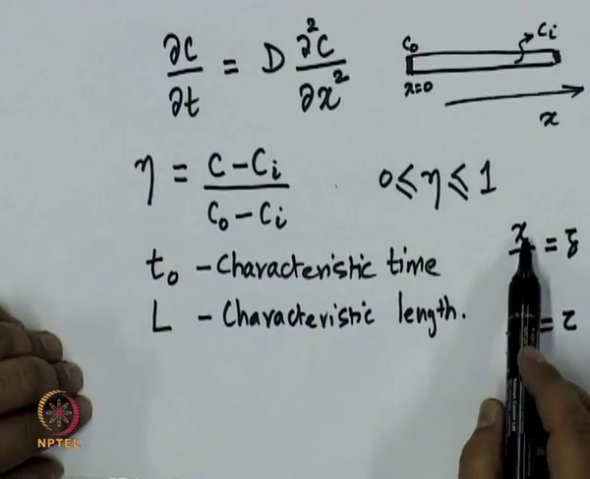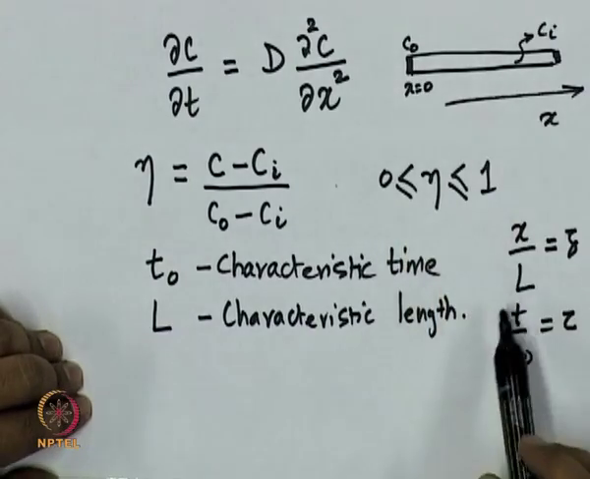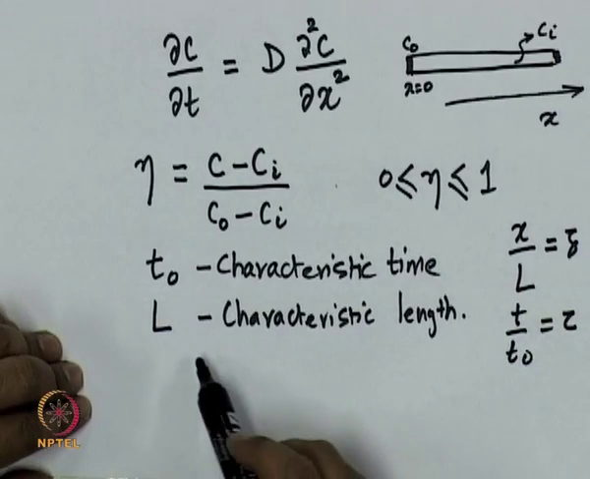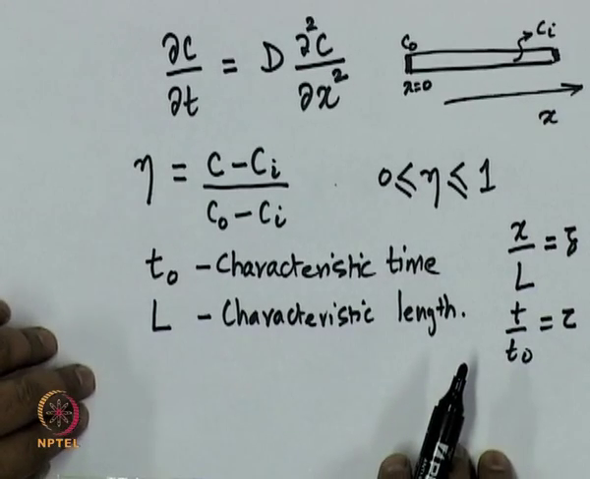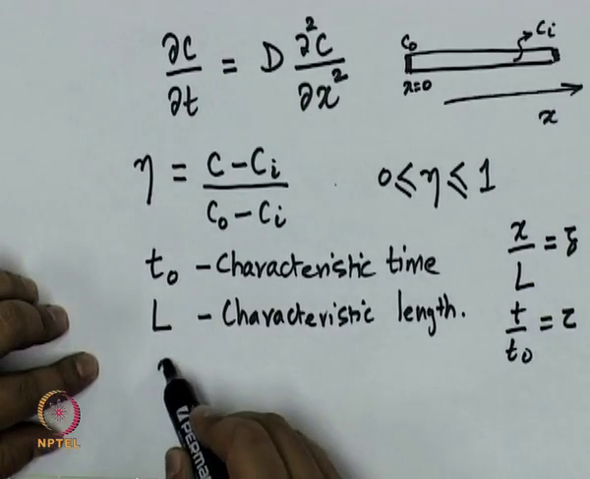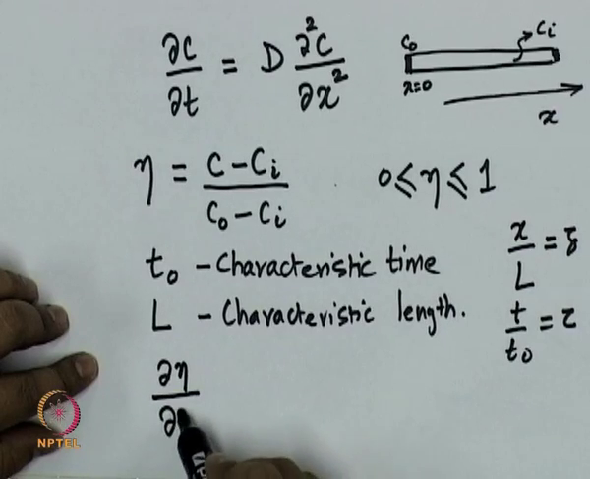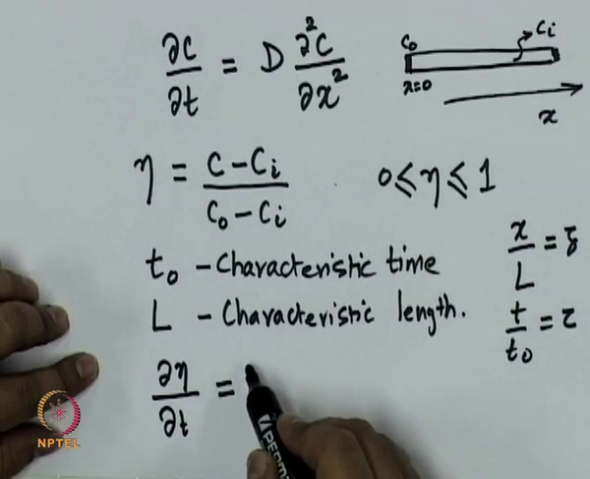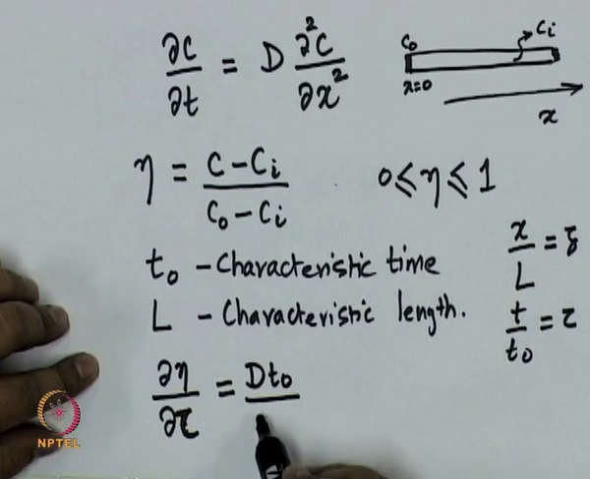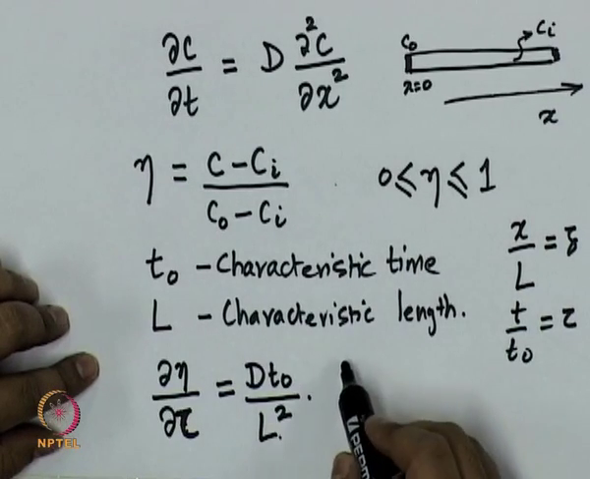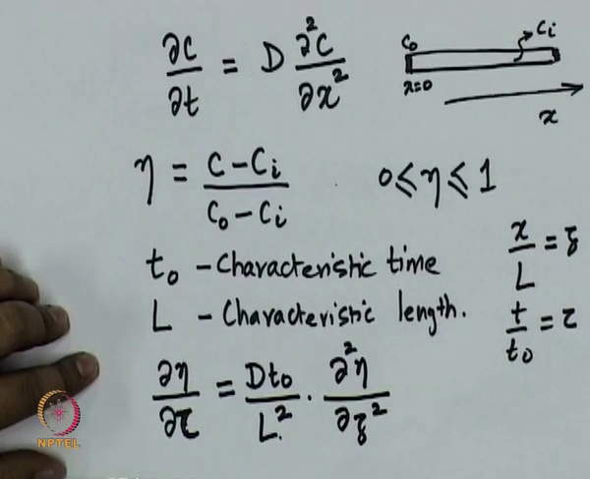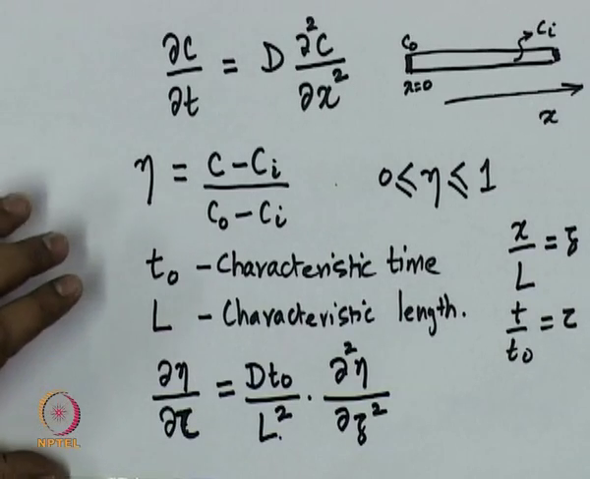Okay. So, this is the x over which we are trying to look at diffusion, compared to that the L is very large, so that is going to be a small number. Okay. But L is a characteristic length, typically it is the length of the domain itself. Now, if we put it here, we get dou eta by dou t is equal to D t naught, so, dou eta by dou tau, D t naught by L squared, del squared eta by del z squared. Okay, so, this is my non-dimensional equation.